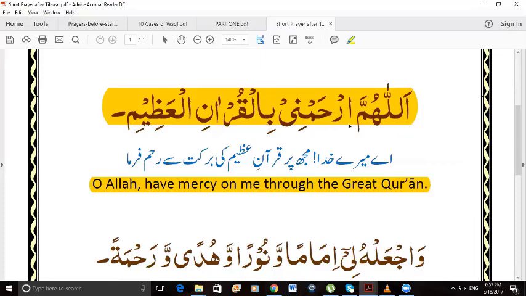Okay, over here, this needs to be pronounced for 2 seconds because it has a vertical fatha on top of it, okay? So Allahumma rhamni bil Qur'anil Azim.